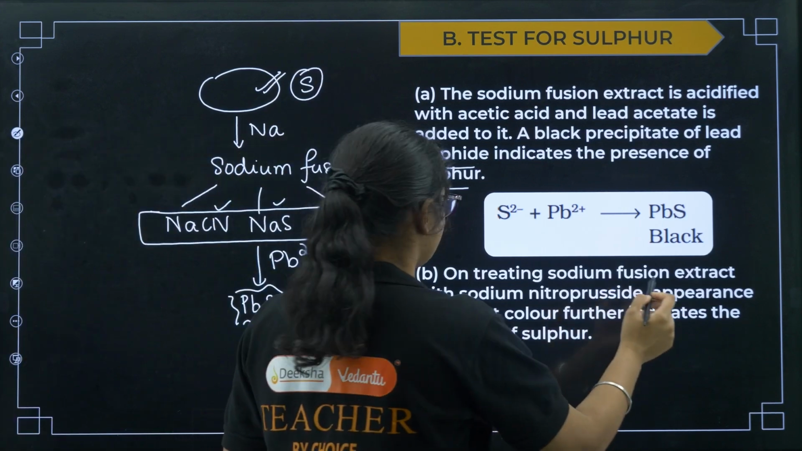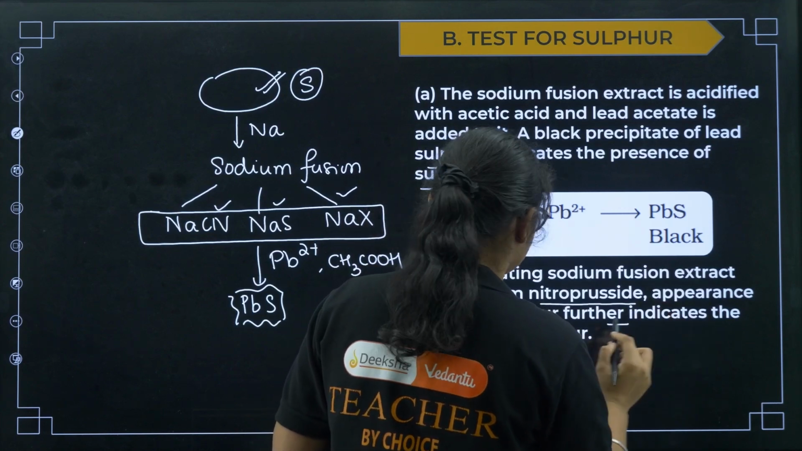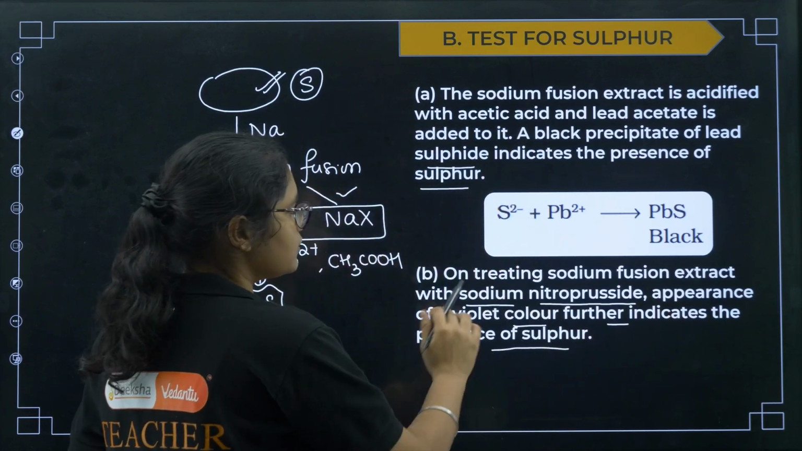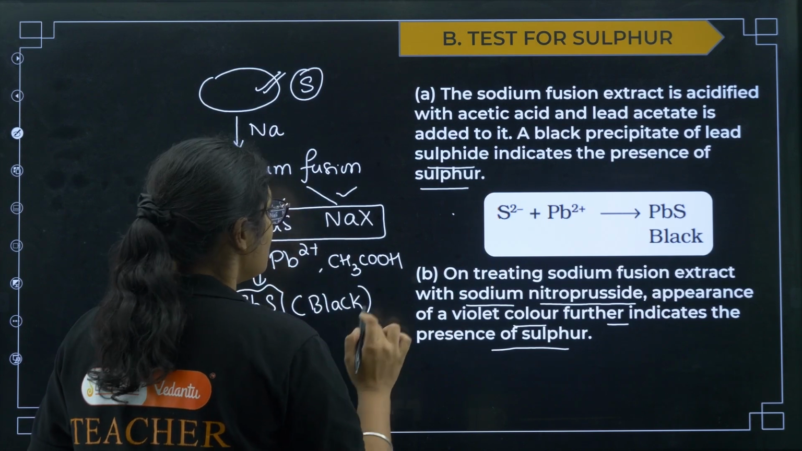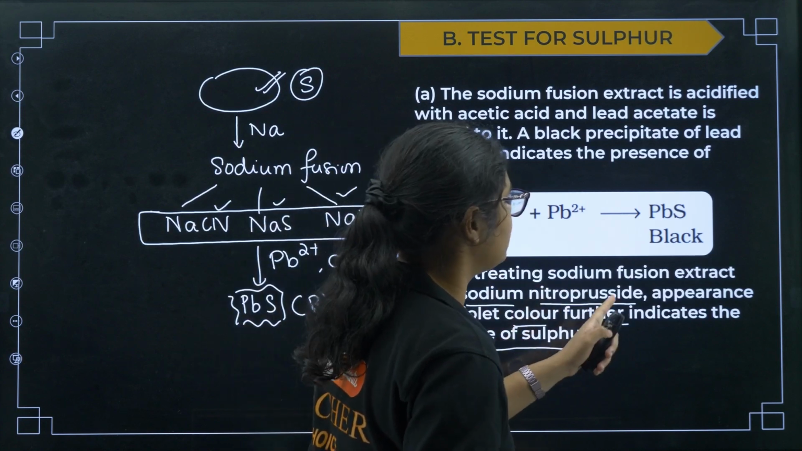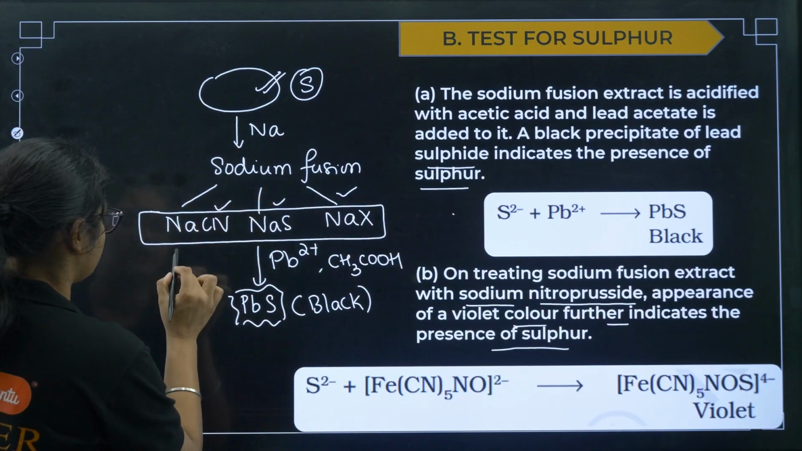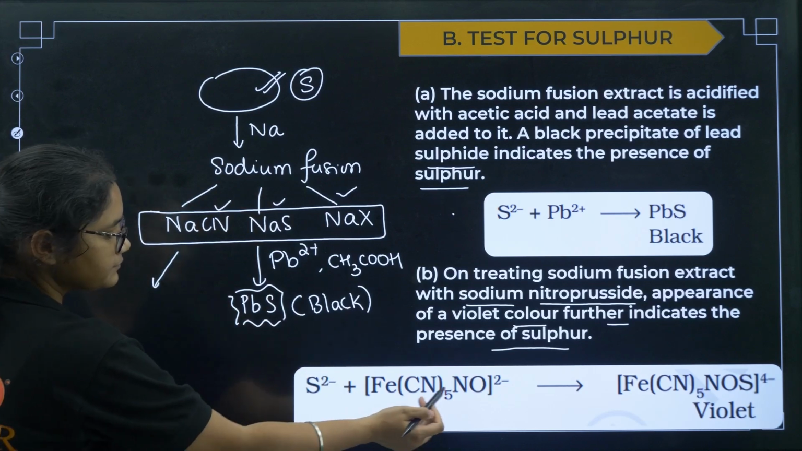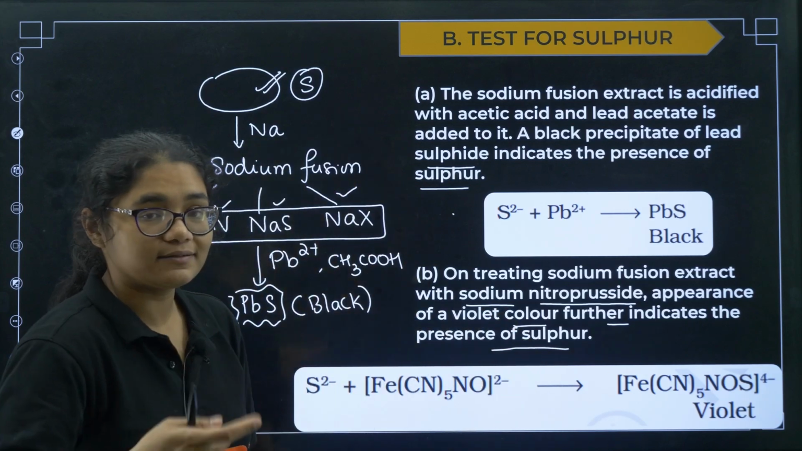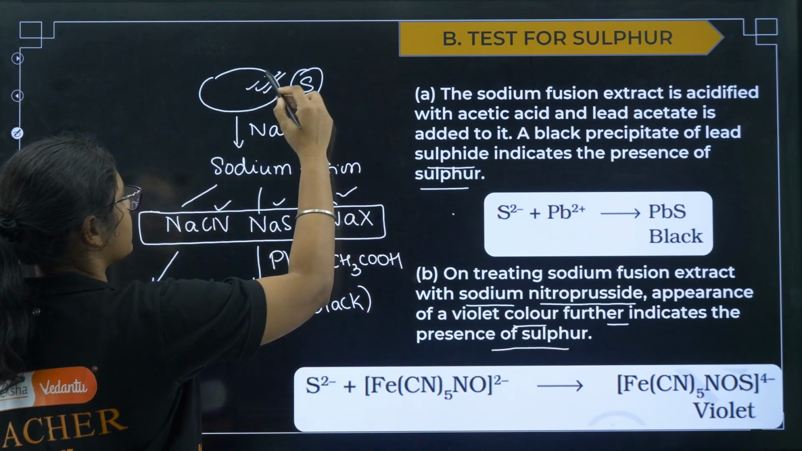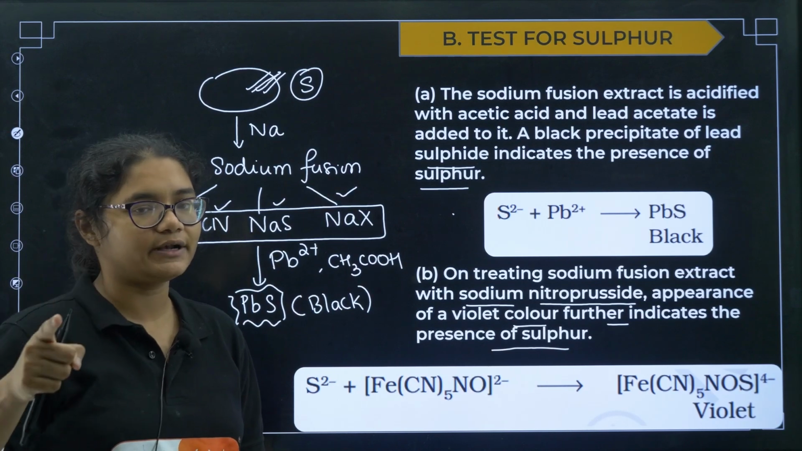So on treating the sodium fusion extract with sodium nitroprusside, the appearance of a violet color further indicates the presence of sulfur. So it's not only that you can treat it with lead acetate and get a black color. You can also treat it with sodium nitroprusside solution. If you are treating this compound with sodium nitroprusside, you get a violet color complex, and if you are getting this violet color also, you can conclude that this organic compound has sulfur in it. So, two methods to detect sulfur, one method to detect nitrogen.